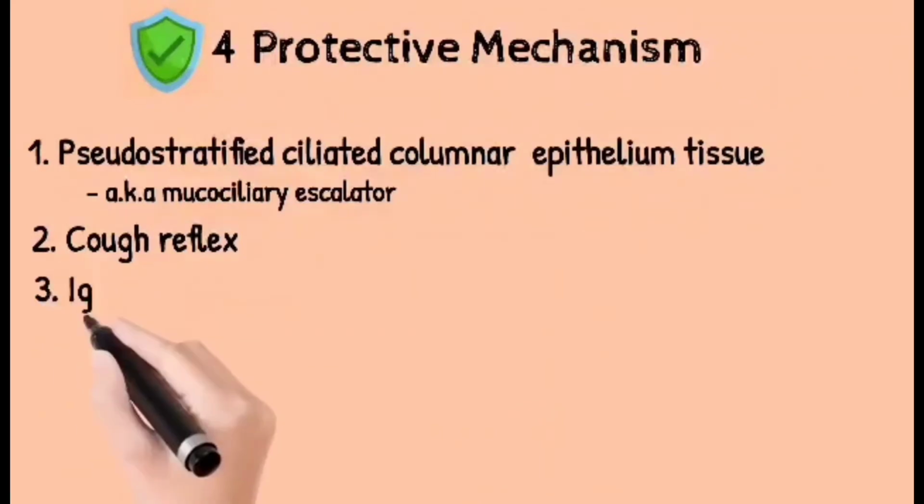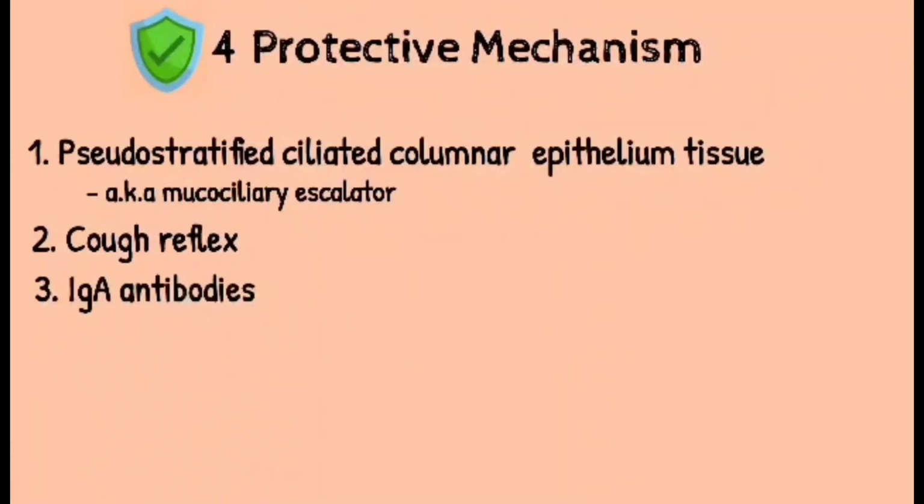Next mechanism is the IgA antibodies. These antibodies are commonly present in the lining of the mucosa of the respiratory tract, and they can also be present in the GI tract and genitourinary tract. What these antibodies do is bind to certain foreign bacteria or pathogens and trigger the immune system. Later on, we will be talking about what will happen during an inflammatory response.